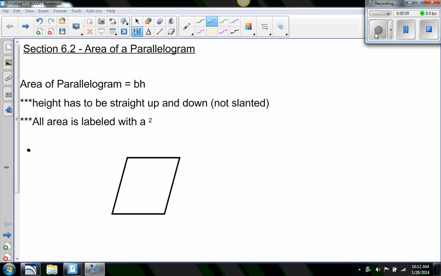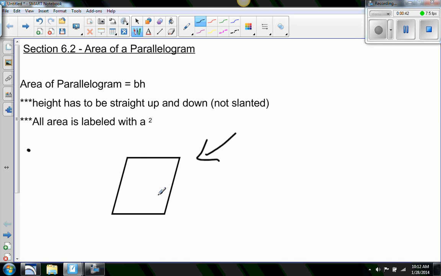So there are different types of parallelograms. A parallelogram is just a figure that has two sets of parallel sides. So that could be a square, could be a rectangle, or it could be an actual parallelogram, which is what I have drawn right here. That right there is a parallelogram, because this side is parallel to this side is parallel to this side. That's what makes it a parallelogram.